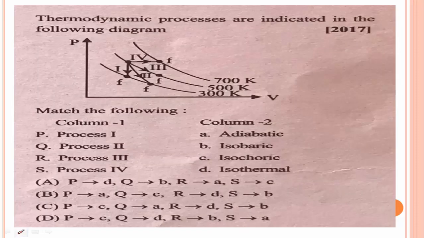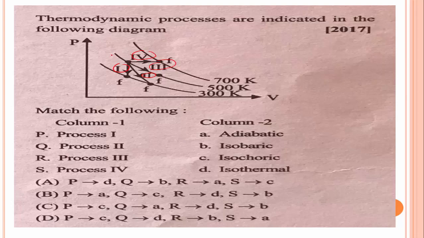The next problem is on thermodynamic processes. The thermodynamic processes are indicated in the following diagram. Match the following column 1 and column 2. P is process 1, Q is process 2, R is process 3, S is process 4.